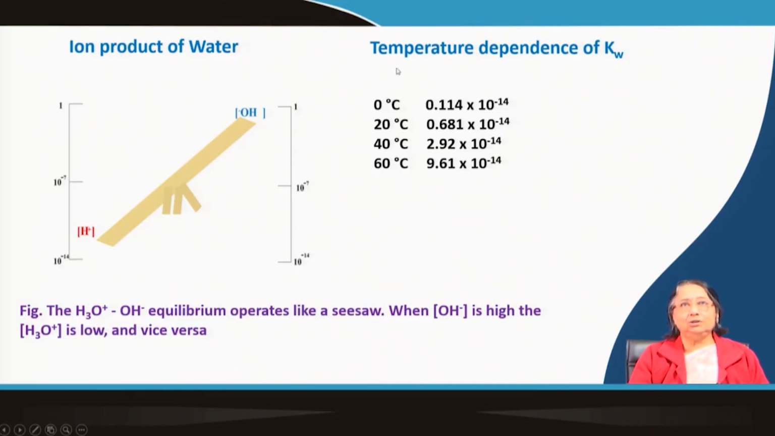And here it is also shown that the values differ at different temperatures. So, for example, the value of Kw at 0 degree centigrade is 0.114 into 10 to the power minus 14, whereas at 20 degrees it is 0.681 into 10 to the minus 14, and at 60 degrees 9.61 into 10 to the minus 14. So, almost 10-fold difference you can see between 0 degree and 60 degree, the values of Kw are much different.